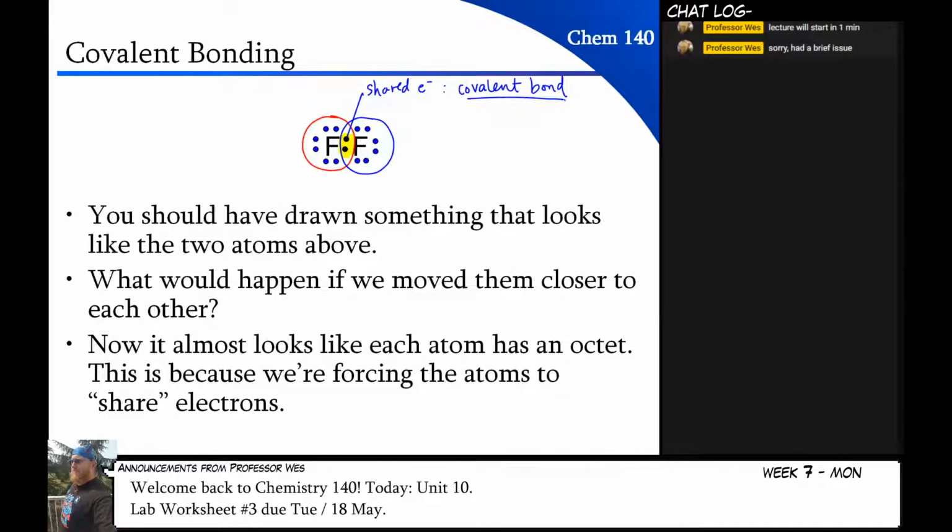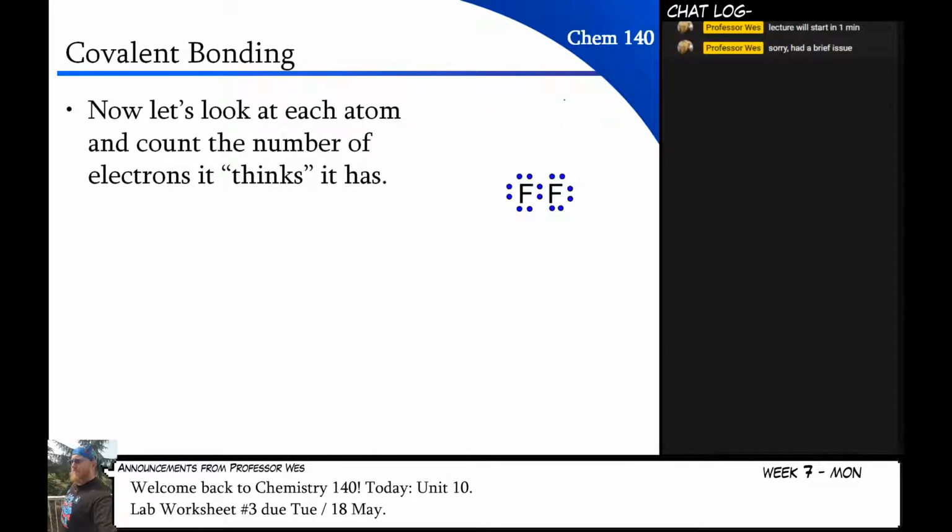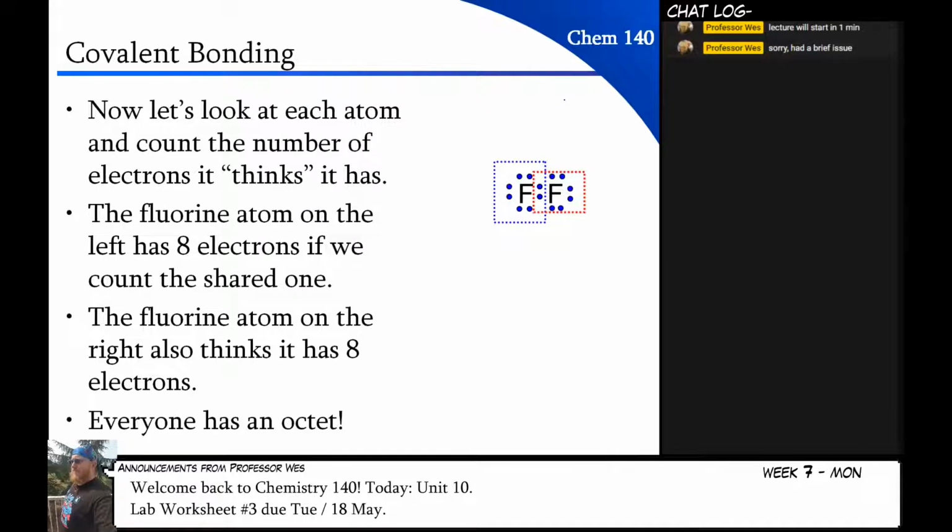So in other words, what are atoms doing to get to an octet? Well, they cheat. They need to get 8 valence electrons. That's not possible by transferring. Let's just double count them. Nobody's going to know, right? Don't worry, nobody's going to know. Huh? So there you go. Everyone has an octet. Everyone is happy with this arrangement.